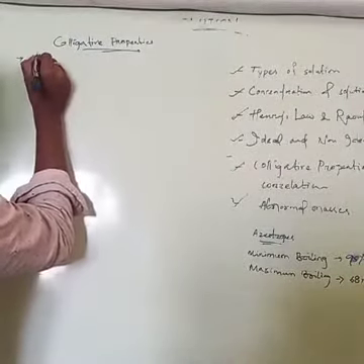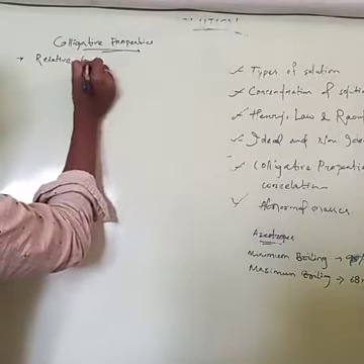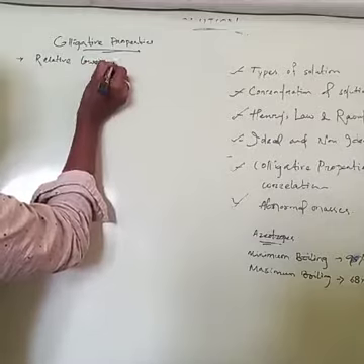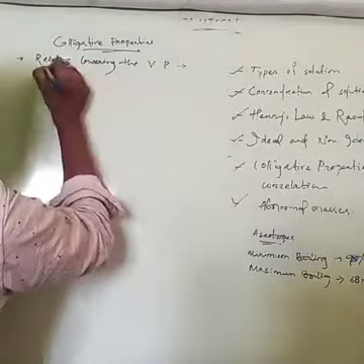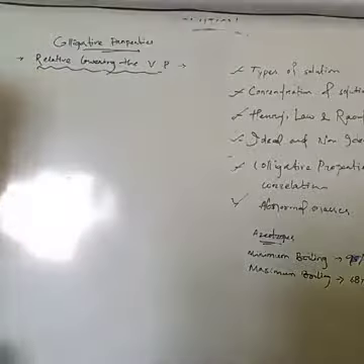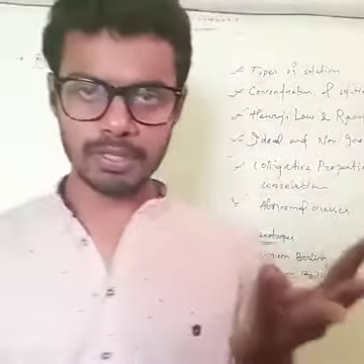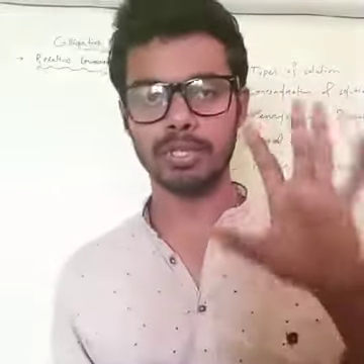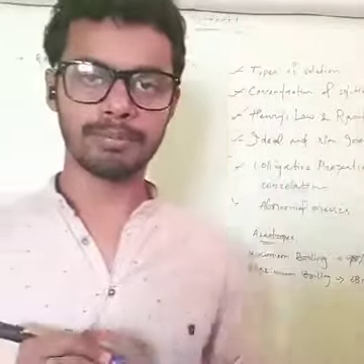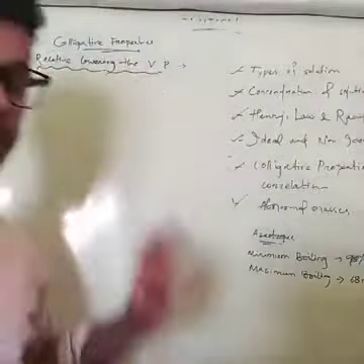These colligative properties are of four types. First is relative lowering of the vapor pressure. And thereafter elevation in boiling point, depression in freezing point, and then osmotic pressure or osmosis. We'll go one by one. So first is relative lowering of the vapor pressure.